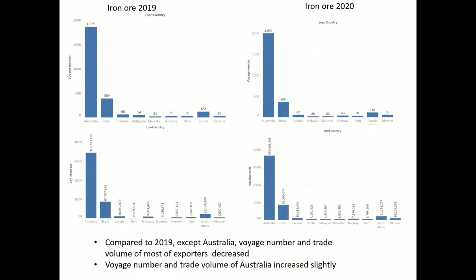And this one is to compare the 2019 and 2020 for the export countries. So compared to 2019, except for Australia, voyage numbers and the trade volumes of most exporters decreased a little bit. And for Australia, voyage number and the trade volume increased slightly.